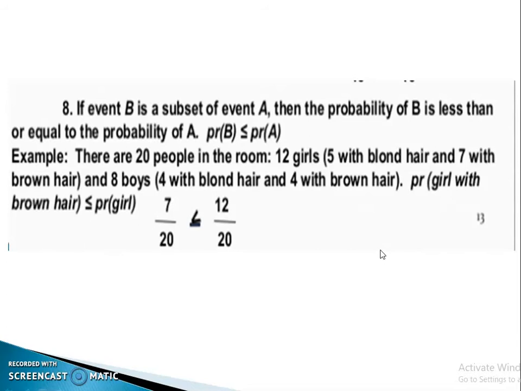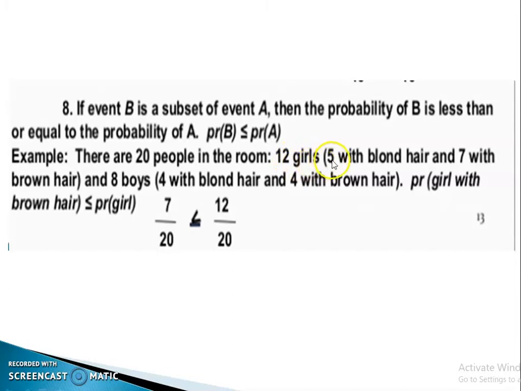Rule number 8 is, if event B is a subset of event A, then the probability of B is less than or equal to the probability of A. If B is subset of A, that is A contains B, then probability of B is less than or equal to probability of A. For example, there are 20 people in the room, 12 girls and 8 boys.